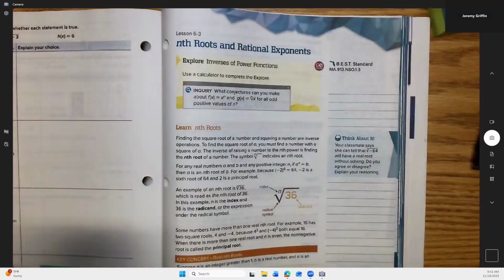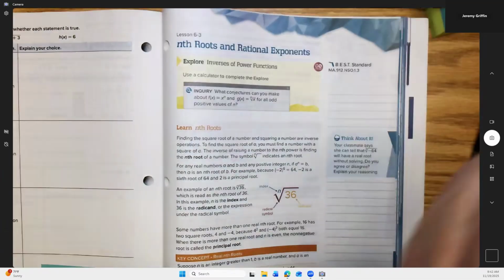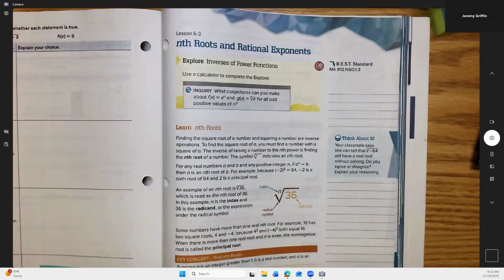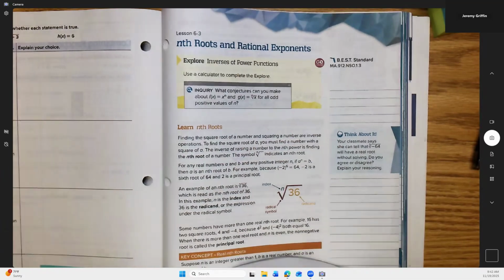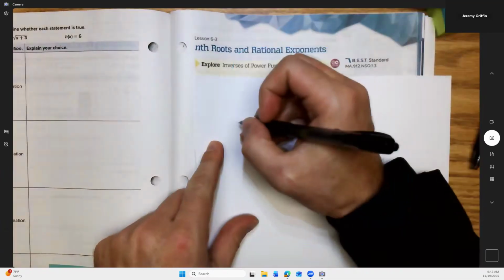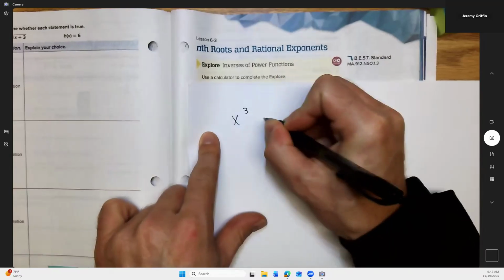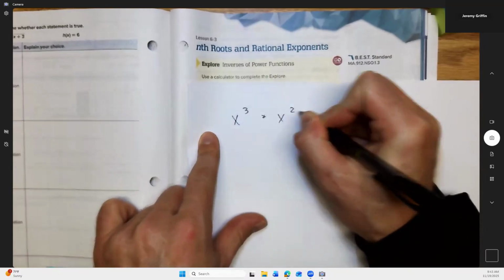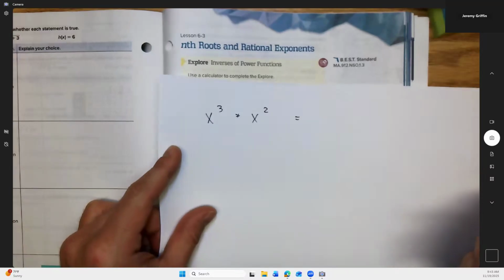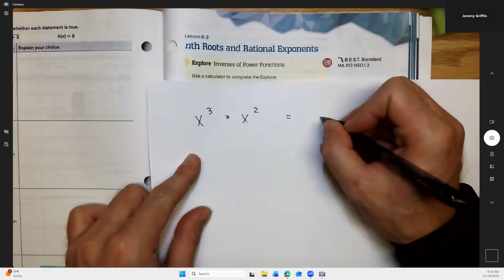All right. So what's this roots and exponents about? There are rules for exponents and there's a connection to roots. I'll go through some rules with you guys. Start with this: what if you see x to the power of 3 multiplied by x to the power of 2? What is that? That's x to the power of 5.